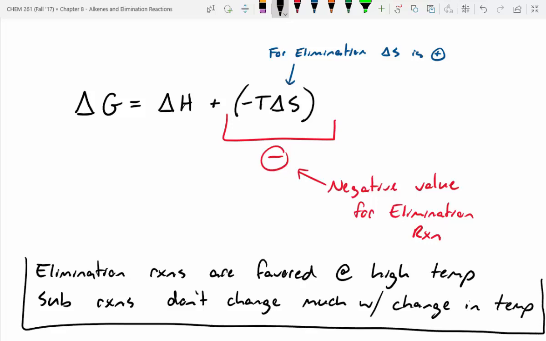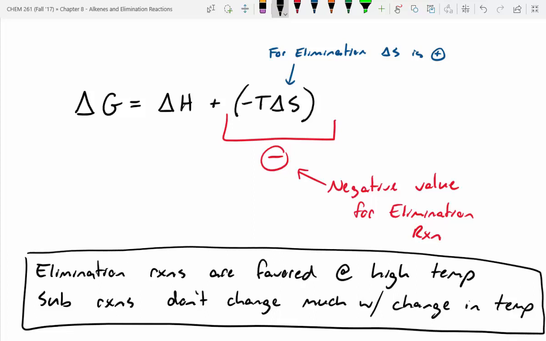So this is a really easy way to differentiate between substitution and elimination reactions: look at the reaction conditions. If you've got high temperature, that usually means they're trying to do elimination. If you're applying high temperature for substitution, you're not really doing much besides wasting energy, right? So it's a really simple trick you can use to differentiate between the two. Does that make sense?